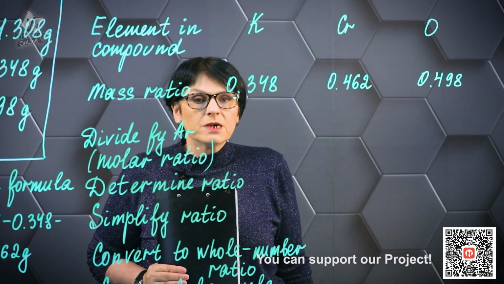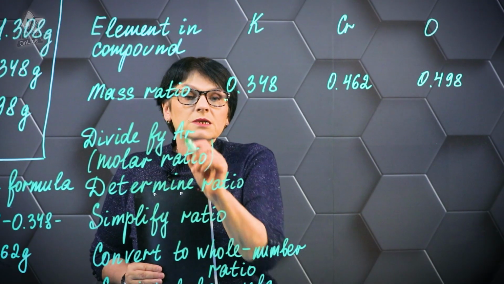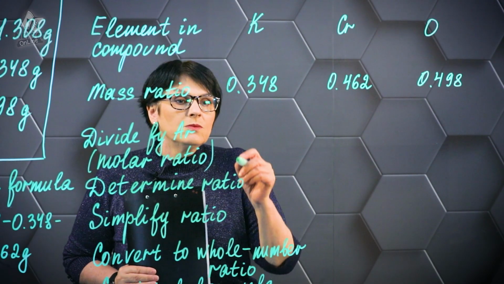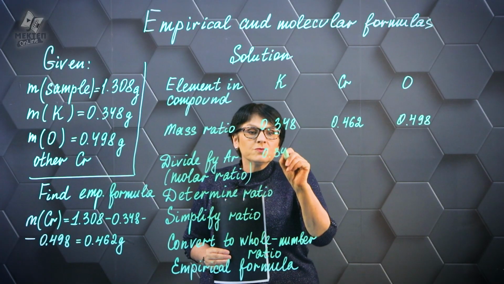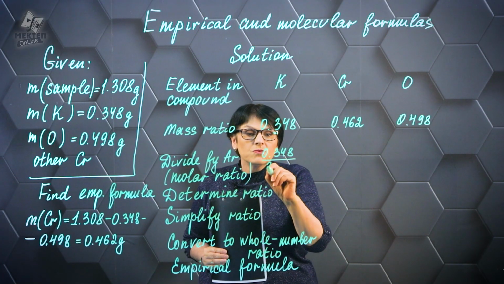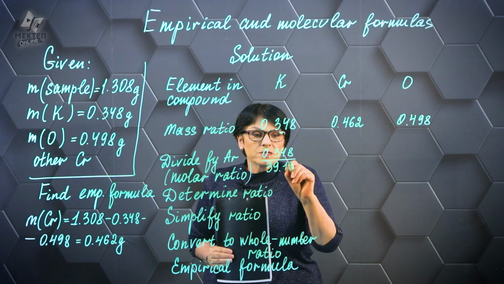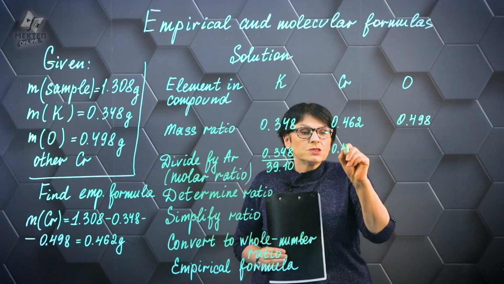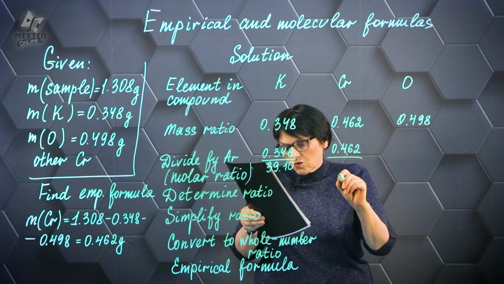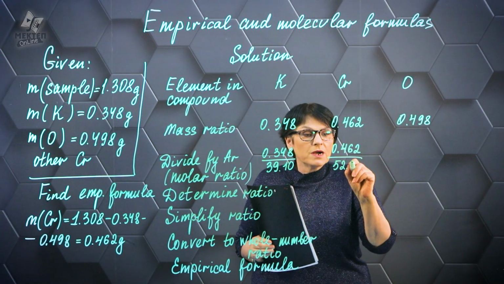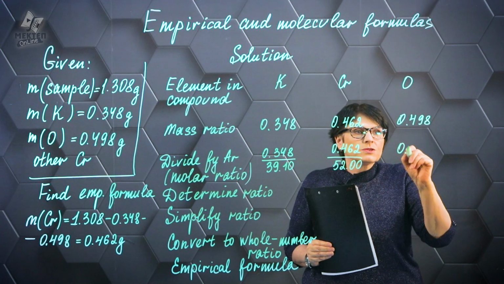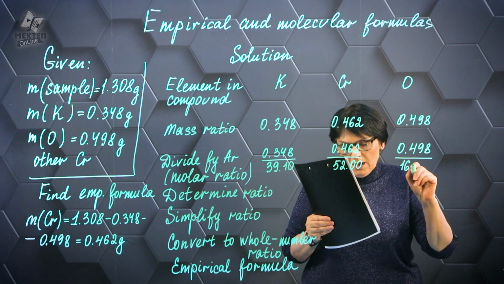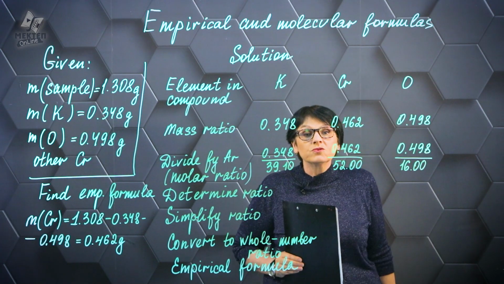The mass is given in grams, and in this case, we observe the mass ratio. Now we will divide the mass of each of these elements by their relative atomic mass. In fact, we will be determining the molar ratio, or the mole ratio. Then, for potassium, we will divide 0.348 by its mass of 39, and let's be more precise, 39.1. Next, for chromium, 0.462, and we'll take the mass of chromium as exactly 52. And for oxygen, 0.498, and we'll round the mass to 16.